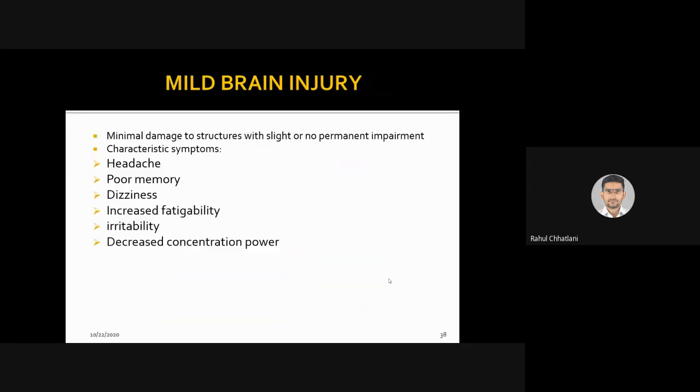Mild category: minimal damage to structure with slight or no permanent impairment. Characteristics: there will be headache, and poor memory that will not last long. This amnesia or poor memory will be temporary; it will get fixed with time. Also dizziness, increased fatigability, irritability and decreased concentration power. So you can see higher mental functions specifically are affected. Memory is affected, fatigability and irritability, that is mood, and concentration is also affected. So attention will also be affected.